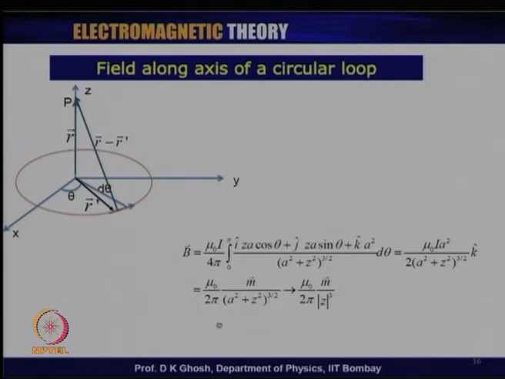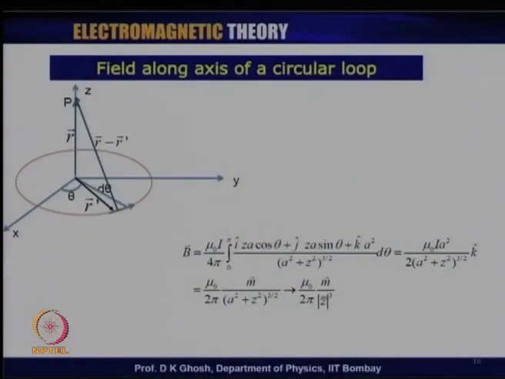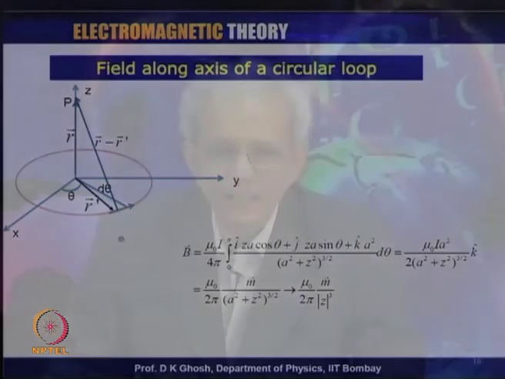And if you take z to be very large, then you notice that this gives me a 1 over r cube dependence of the magnetic field. We will see that this is nothing but the way the dipole fields behave.